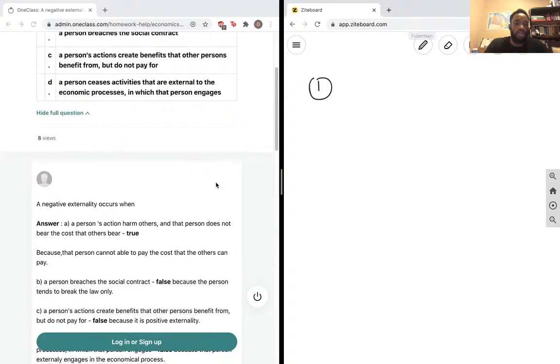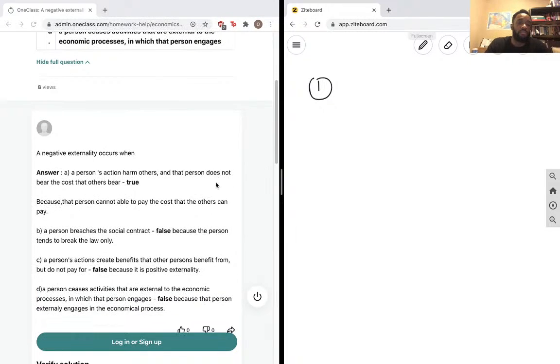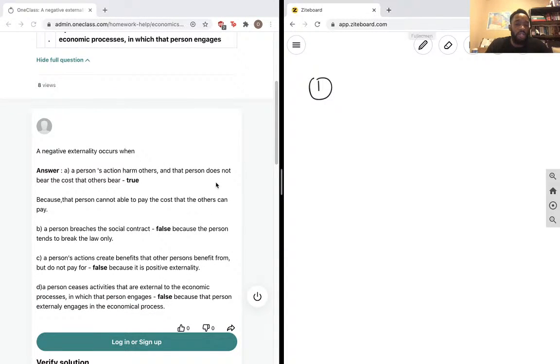Let's see what our tutor here said. He said A is correct. A person's actions harm others and the person does not bear the cost that others bear because the person is not the one paying the cost that the others pay.